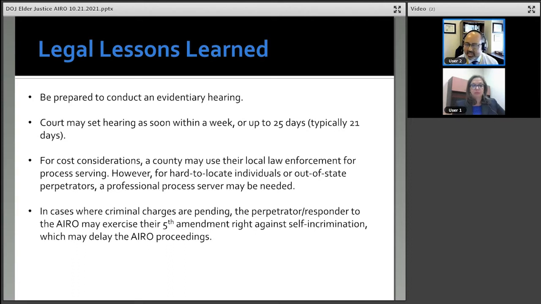Service sometimes could be an issue, especially if you have a person that you have to personally serve, such as the suspected abuser or the respondent to the restraining order. In California, using the sheriff's office is free to process serve. But for harder to serve individuals or out-of-state individuals, you might want to look into a professional process server in those cases.